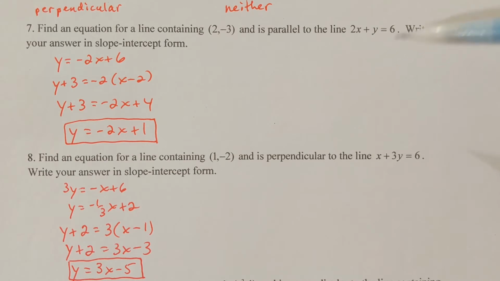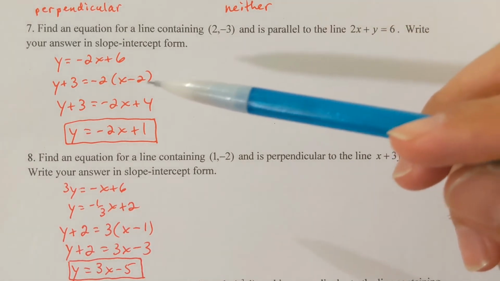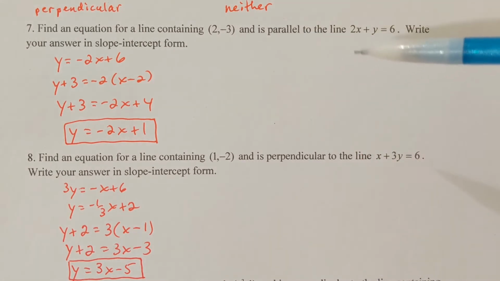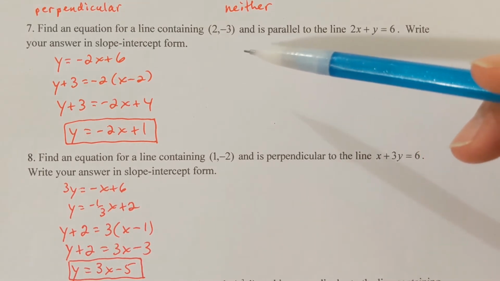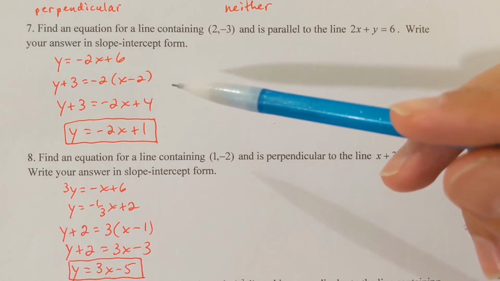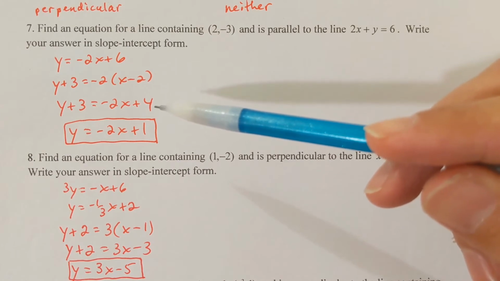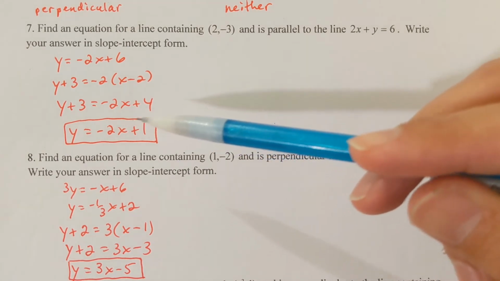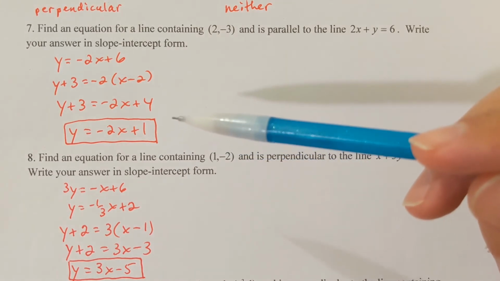So what I need to do first is find the slope of this line that I'm given. If I subtract 2x, y is equal to -2x + 6. So the slope is -2. I want to use that same slope along with the point. So y + 3 is equal to the slope, -2, times (x - 2). y + 3 is equal to -2x + 4. And y is equal to -2x + 1 would be the answer.